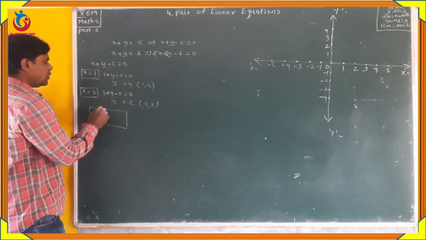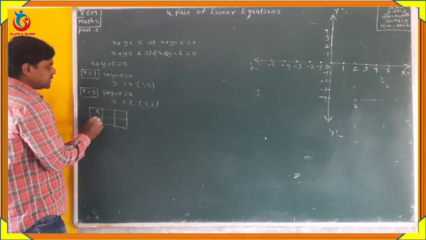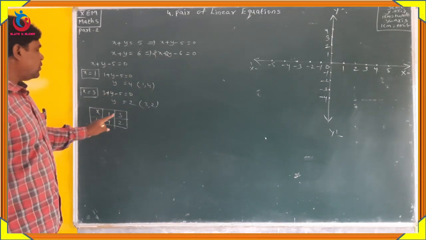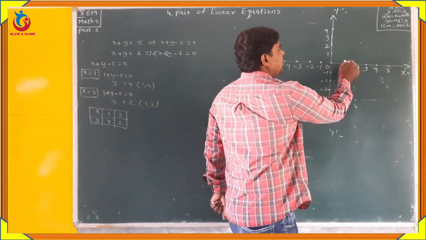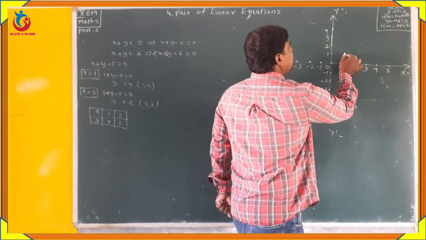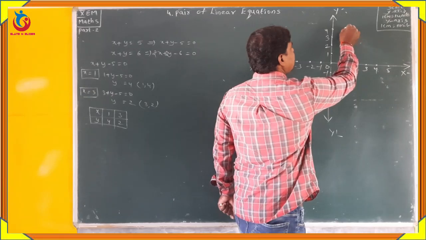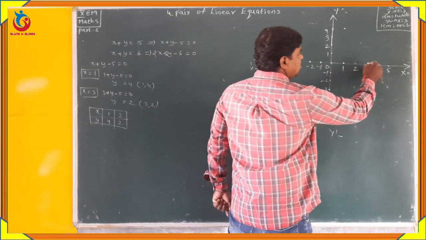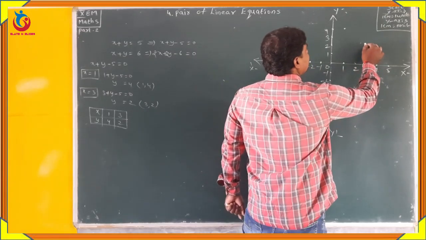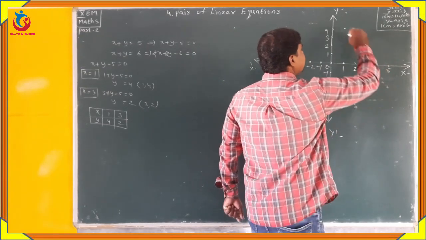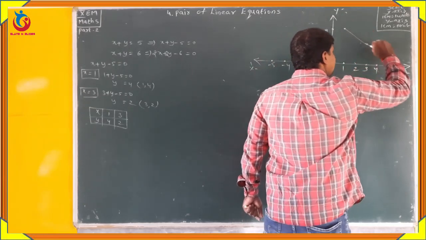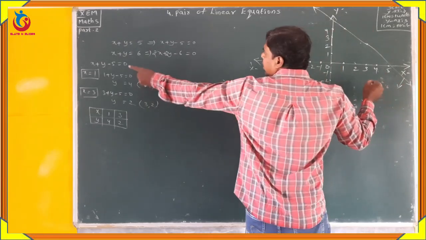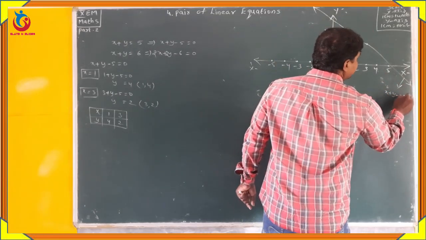After getting this, we have to draw a box. There we have to write x, y. This is 1 comma 4 and this is 3 comma 2. We will draw the graph for these points. 1, 4: on the x axis take 1, and from here look at the y axis, and wherever we get 4, there we stop. Here I got 4, that is why I have stopped here. And the next one, that is 3, 2. On the x axis take 3, and from here look at the y axis, and this is the point. Join these two and produce on either side, and this is x plus y minus 5 is equal to 0.